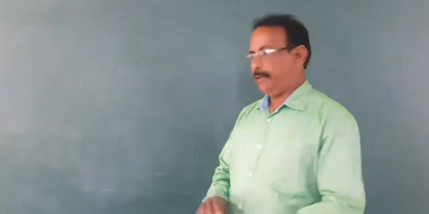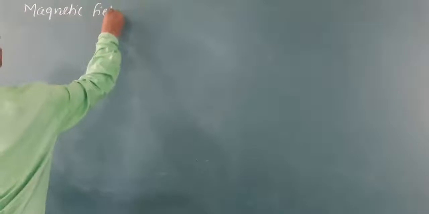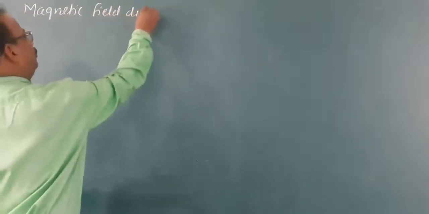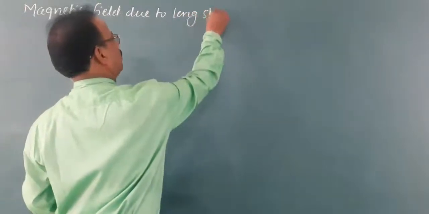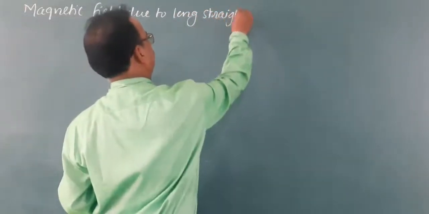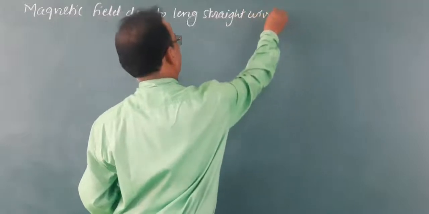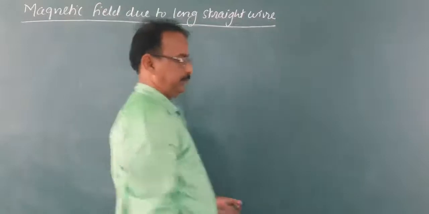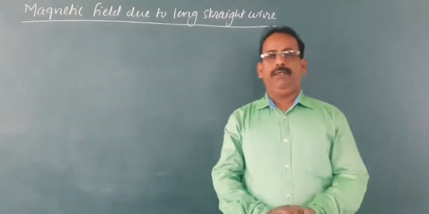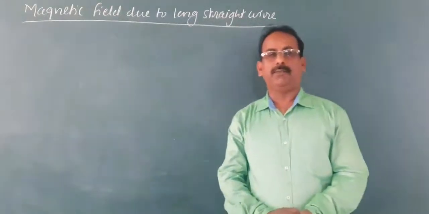First, I will explain here the magnetic field due to a long straight wire. Of course, current carrying straight wire. Magnetic field due to long current carrying straight wire.